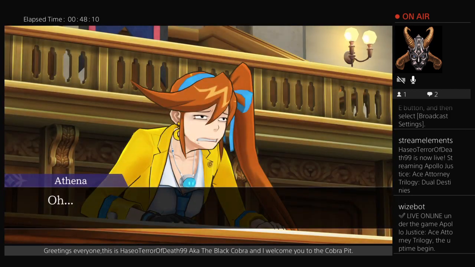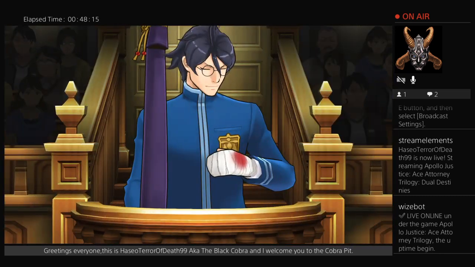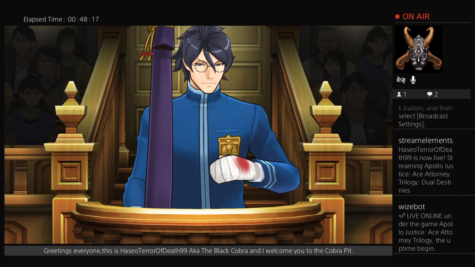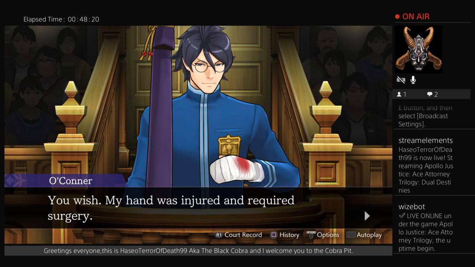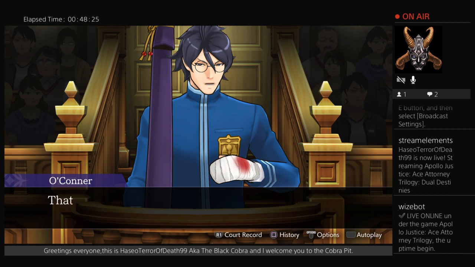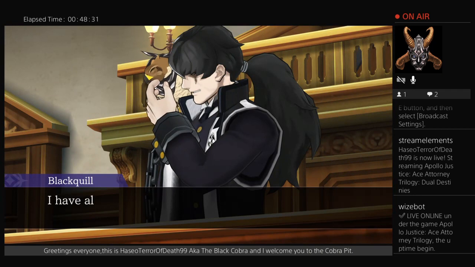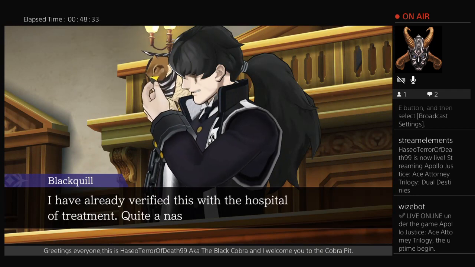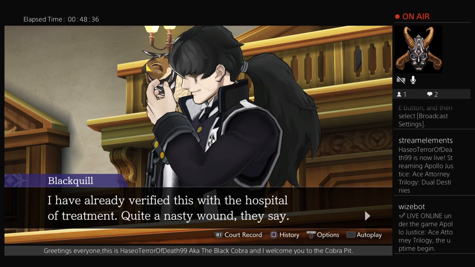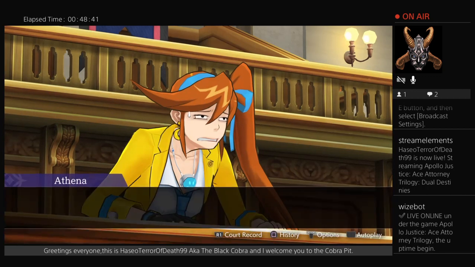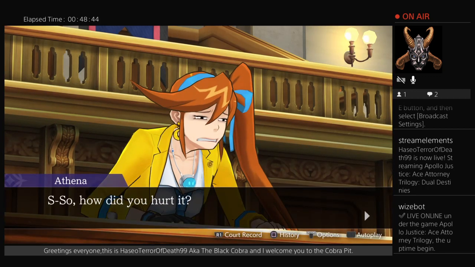Blood? Whoa! That's a blood stain. Looks like he injured his hand. His hand was injured and required surgery. I've already verified this with the hospital of treatment. Quite a nasty wound, they say. How did you get injured, Mr. O'Connor?